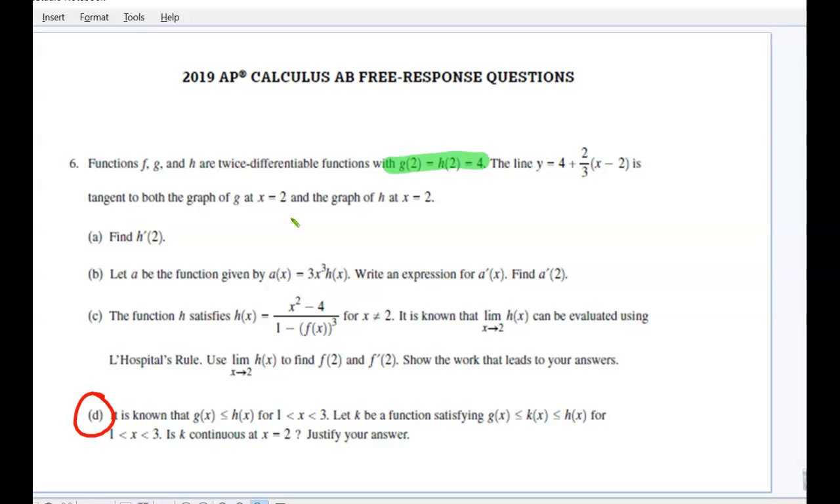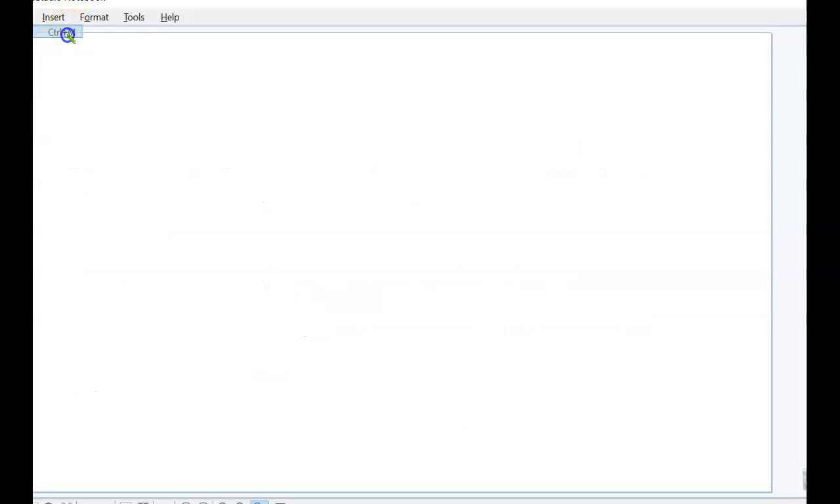Okay, so in question D, it's known that g of x is less than h of x for 1 to 3, and let k be a function satisfying the inequality that g of x is less than or equal to k of x is less than or equal to h of x for 1 to 3. The question is asking, is k continuous at x equals 2? So we're trying to determine if k is continuous at x equals 2. So I need to go through the three-part definition.